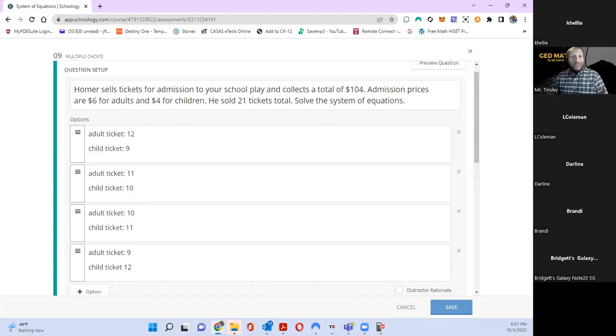So again, let me solve this algebraically, or how you would set that up, so you can see the difference. Now, that way took me about a minute, a minute and a half at most. But now let's do it together.